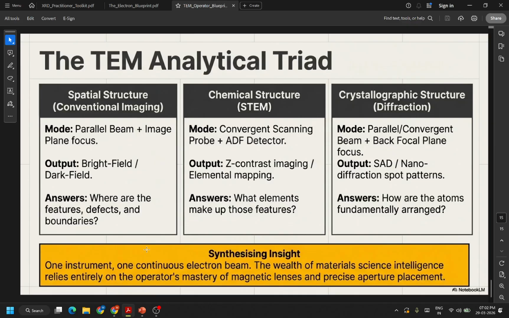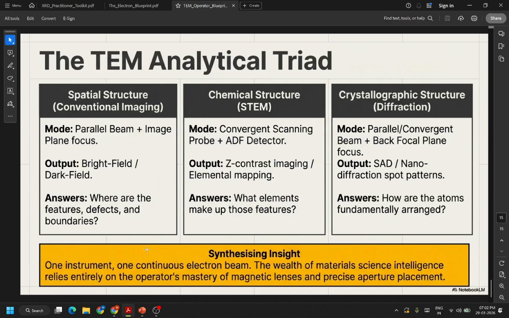The TEM analytical triad. It can generally be used for three different parameters. First is conventional imaging, which is used for spatial structure. Second is STEM, which is used for chemical structure. And third is diffraction, which is used for crystallographic structure. Conventional imaging uses a parallel beam plus image plane focus. It uses bright field and dark field imaging. So it answers where the features, defects, and boundaries are.